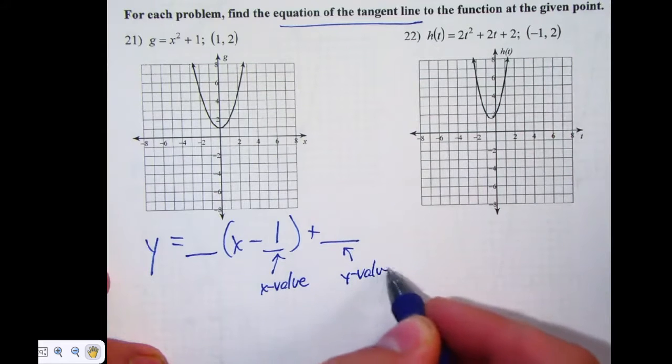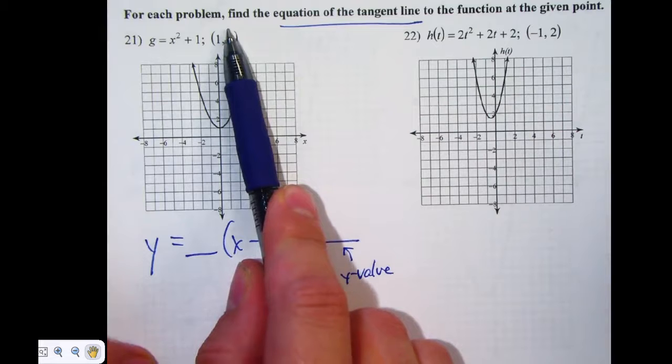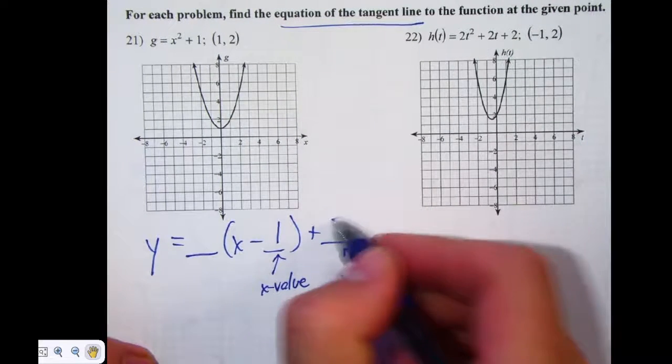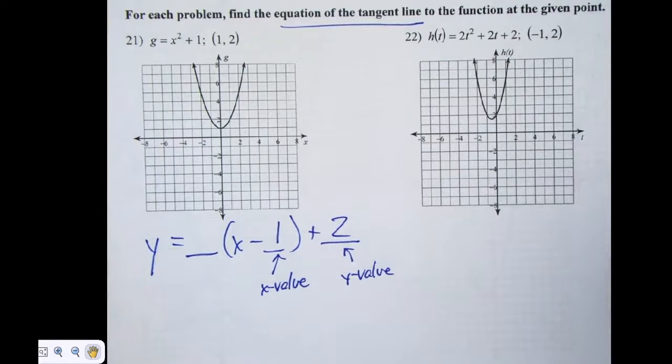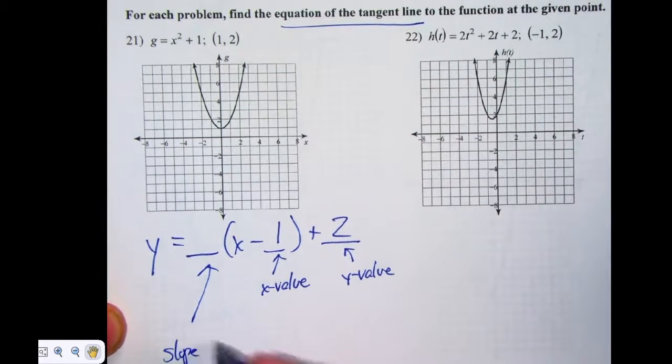That's the y value, which they don't have to give you. Like if I just gave you x equals 1, could you find the y value here? You would just plug in, right? But they were nice this time. They gave me that. So that's 2. And then this is the slope. Slash, it's the derivative.